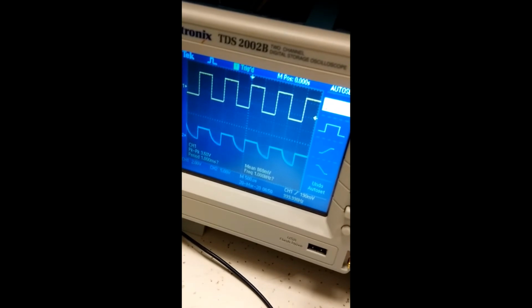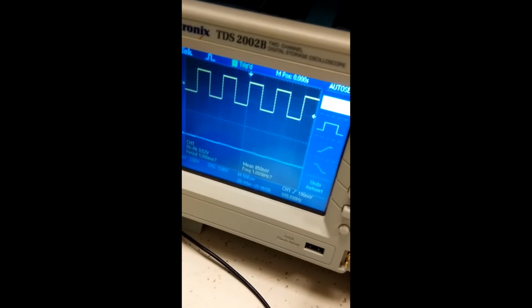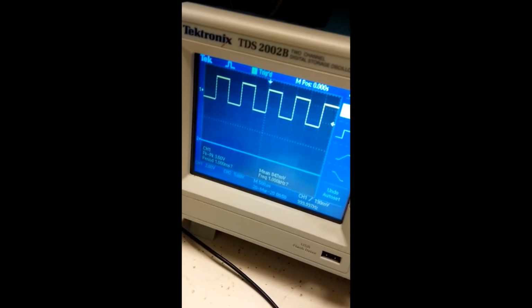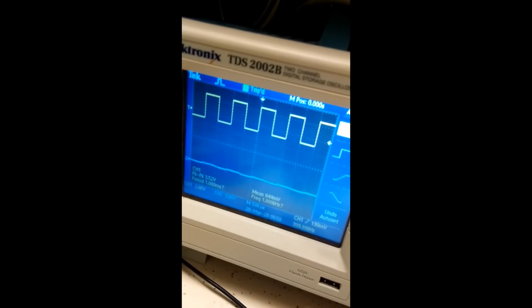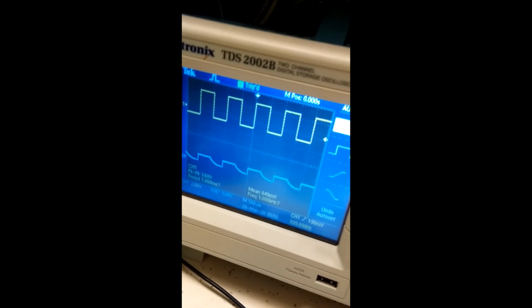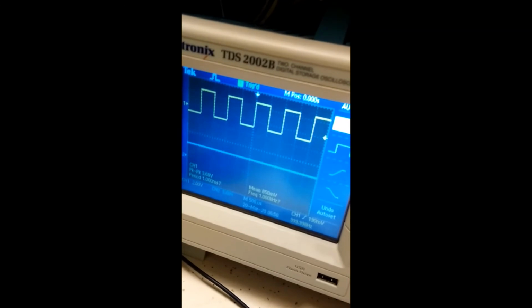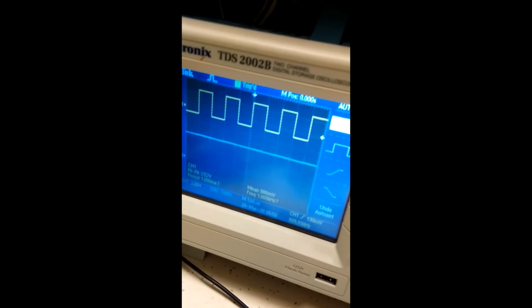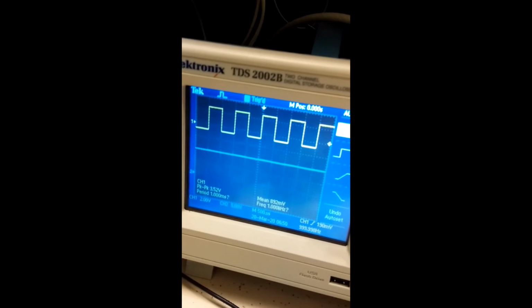So I reduce back to 5, and below 5, close to 0. This is 0 volts input, and then you see its output is 0. I increase the input to pin 1 slowly. Now back to 5, above 5. Okay, now it's 10 volts. I hope this is clear for you guys to see.